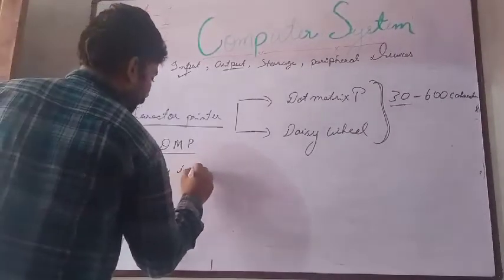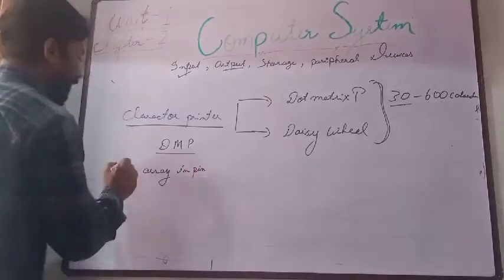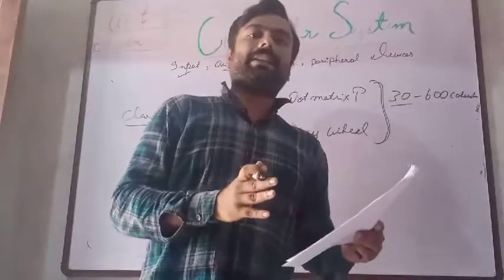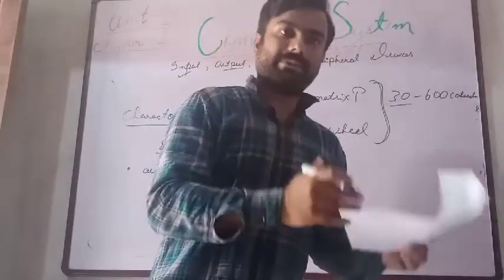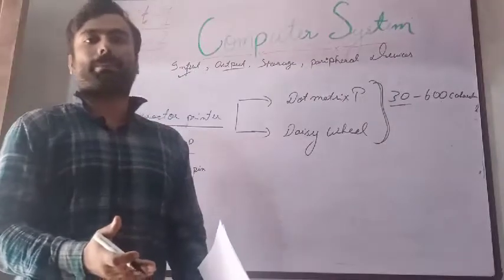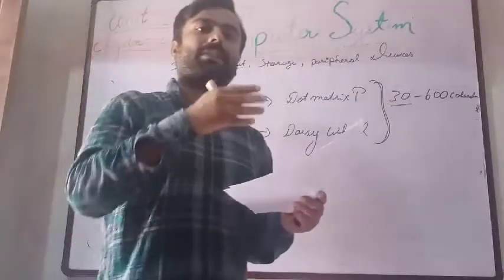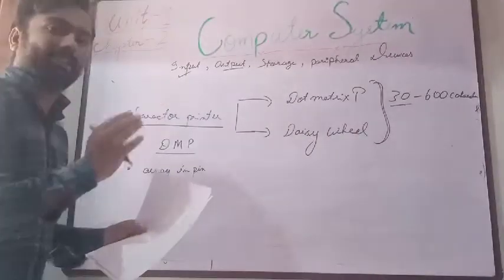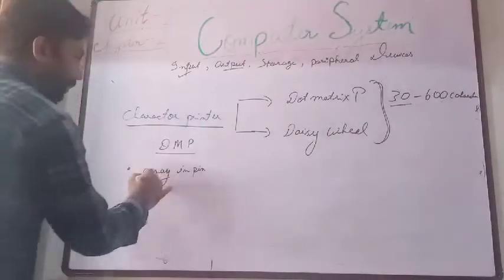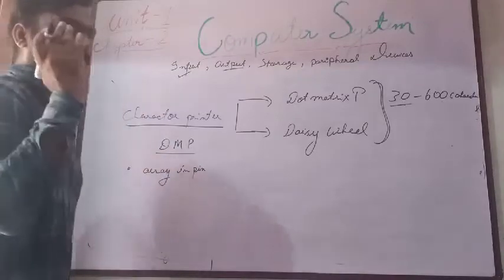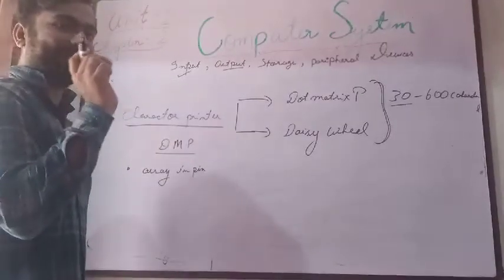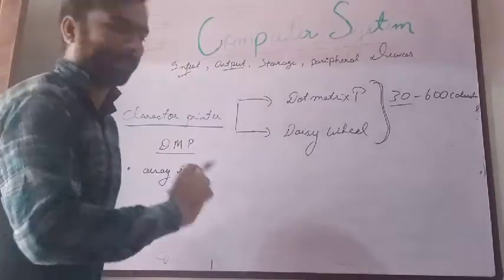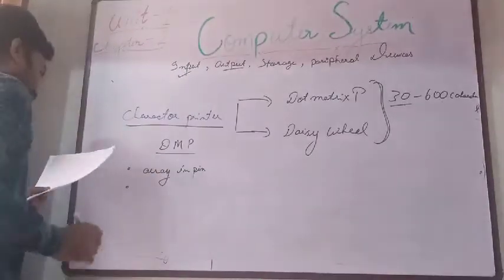Array of pins. Array of pins means all the pins are arranged in such a way that when they are thrown to print, they are in the right position and at equal distance from one another, in perfect shape and size. So a bunch of pins is there for printing. Each and every pin will help you print a character on the paper.